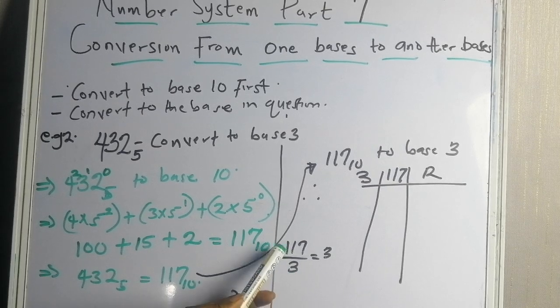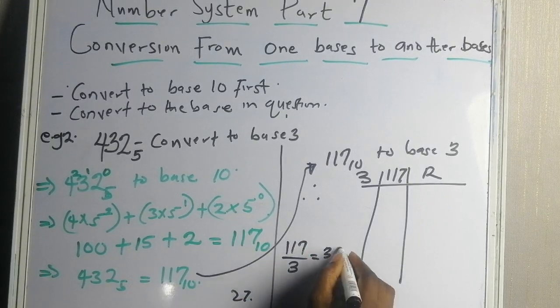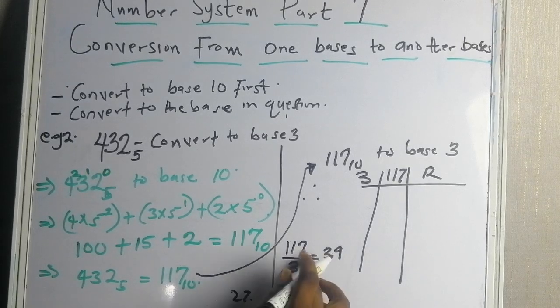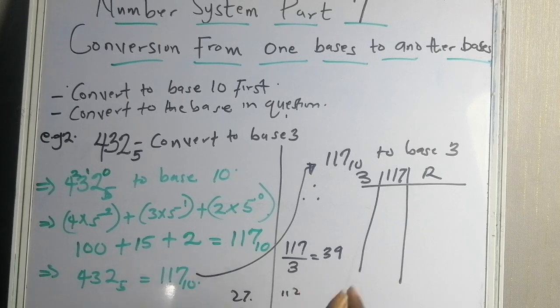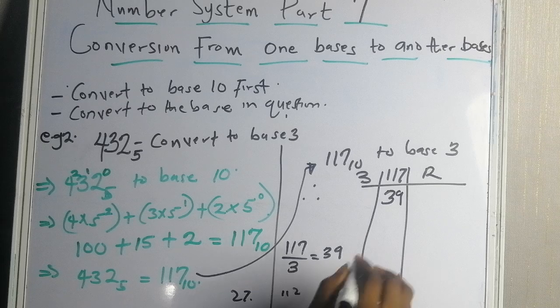So 3 times 3, 9. Then from this 9, you add 2 to make it 11. So in 27, that will be 9. So it means that you have your 9 here. If you multiply this, you should get this. 9 times 3, 27, you carry 2. 3 times 3, 9 plus 2, that's 11. So that's it. It means that you have your 39 here, and there is no remainder at all.